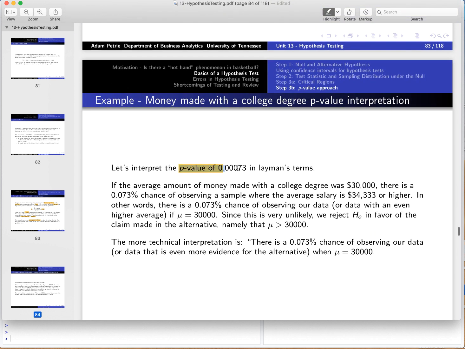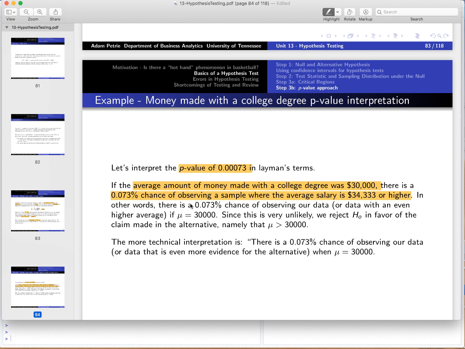So we can be a little bit more careful interpreting that p-value in layman's terms. Basically, we have this p-value of 0.073%. So what does that tell us? Well, it's telling us that if the null hypothesis were true and the average amount of money made with a college degree was $30,000, the same as high school students, there's only a 0.073% chance of observing a sample where the average salary is $34,333 or something higher, basically what we measured in our data, or a value that's even more evidence for the alternative.